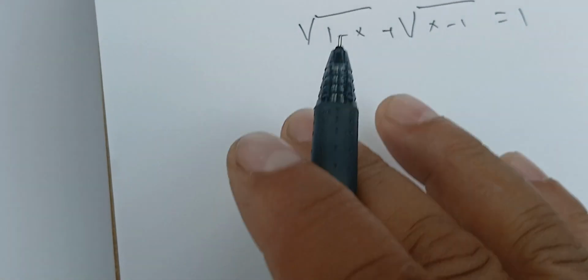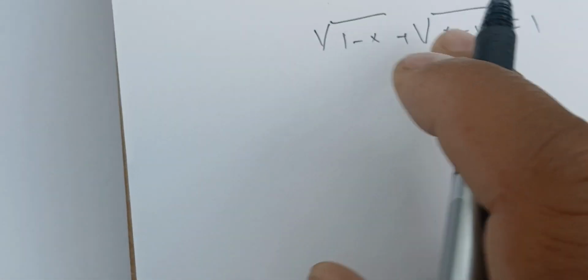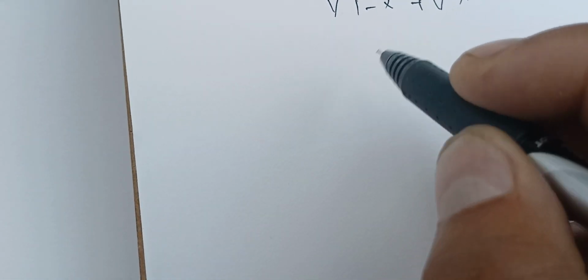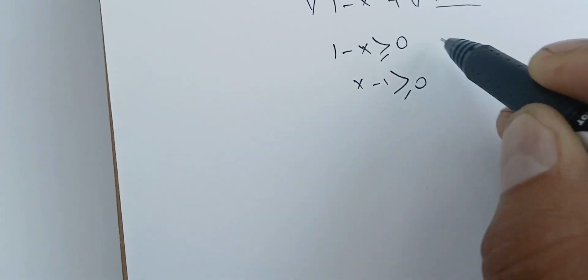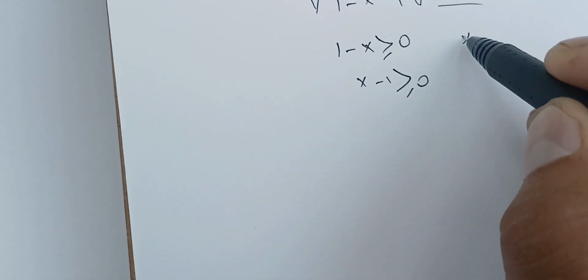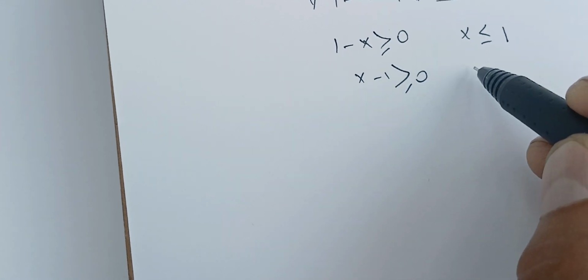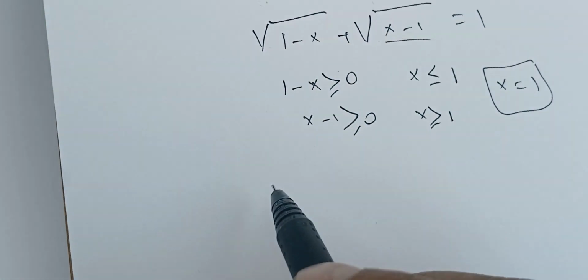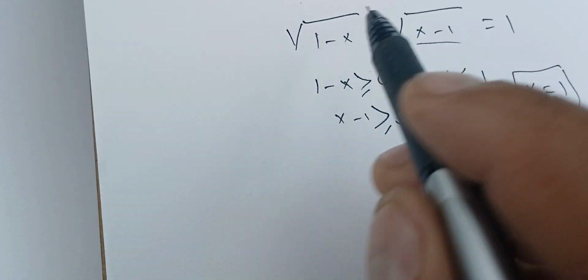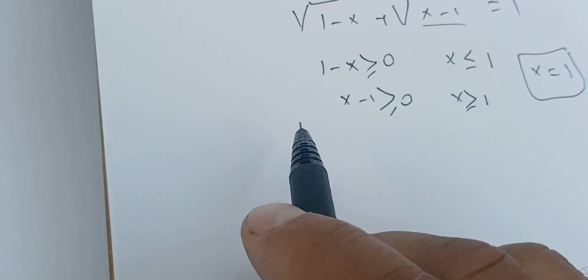And here we need to see, before we proceed, what we can do. We need to see where these quantities are defined. So we have this square root, which is defined when 1 minus x is bigger than or equal to 0. The second one is defined when x minus 1 is bigger than or equal to 0. From the first part, we get x is less than or equal to 1. From the second part, we get x is bigger than or equal to 1. That means x equals 1, so the domain of definition for this function is just 1.